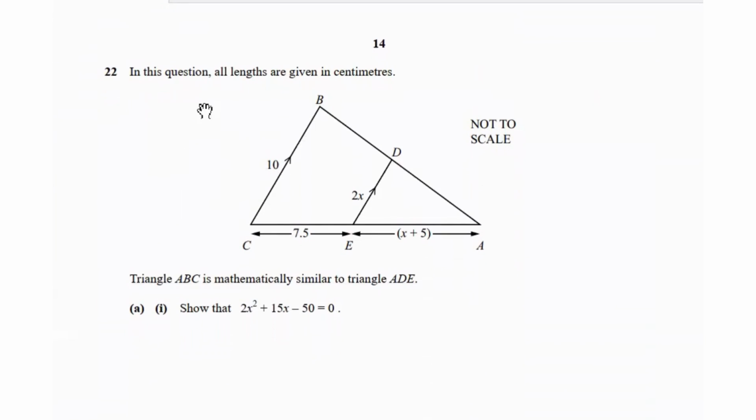Then question 22 says, in this question, all lengths are given in centimeters. Triangle ABC is mathematically similar to triangle ADE. Show that 2x squared plus 15x minus 50 is equal to 0.